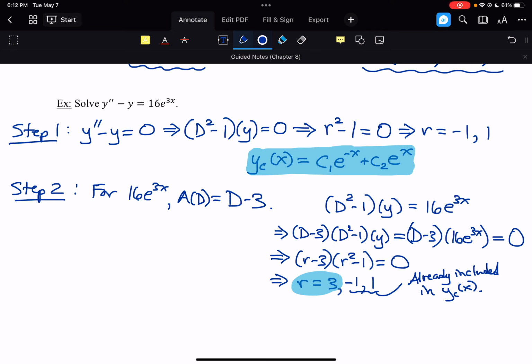So for our particular solution, we're going to have y sub p of x equals, I'm going to label it A, e to the 3x. The reason I'm labeling this one differently is because this is a particular solution. We need to actually solve for the A value here. For the general solution, we don't need to solve for those constants. So we need to solve for A.